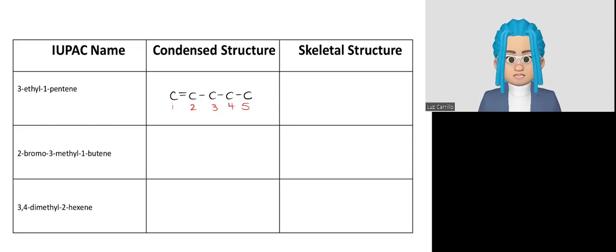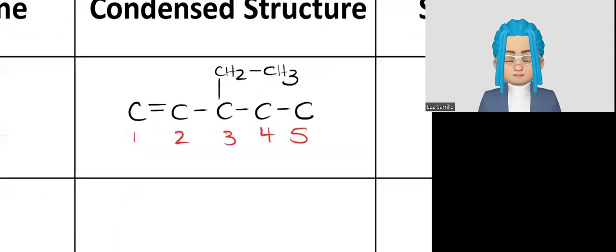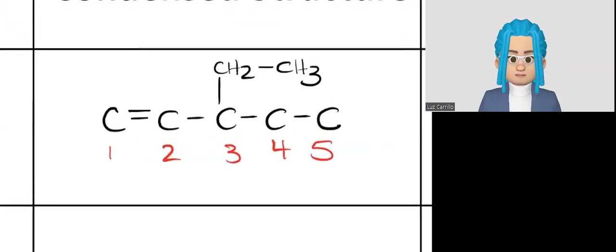Then I have one substituent on 3 that is called an ethyl group. And an ethyl group looks like a CH2 bonded to a CH3. And when I have a condensed structure, I need to write the correct number of hydrogen atoms for each one of the carbons that I have here. So when I place the hydrogens, it will go as follows.